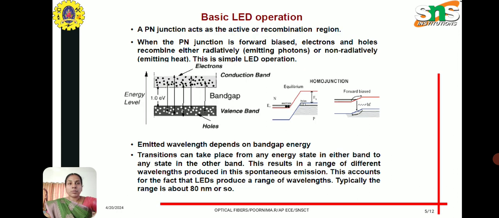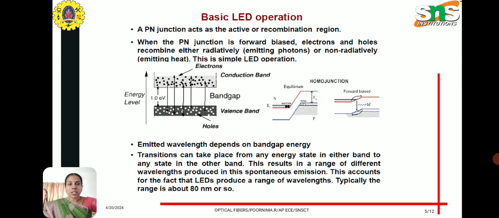We can see the basic LED operation. Here the PN junction acts as the active or recombination region. When the PN junction is forward biased, the electrons and holes recombine either radiatively, where it emits photons, or non-radiatively by emitting heat. This is the simple LED operation.